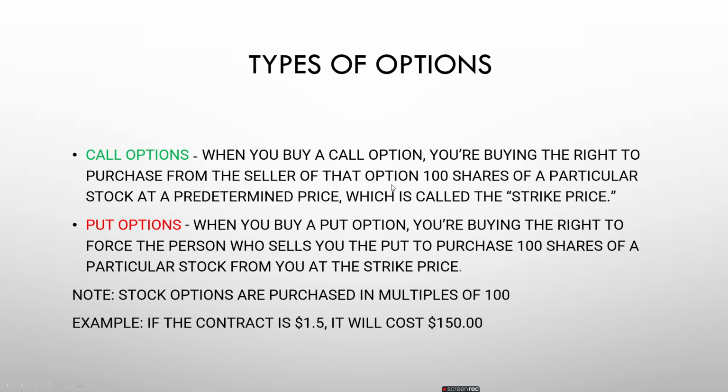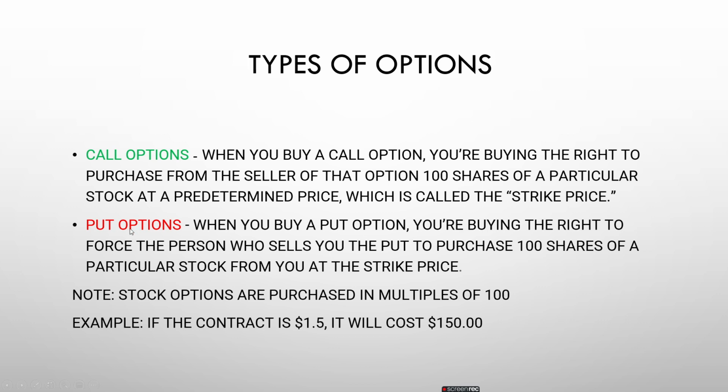So, for example, you see strike price right here. If the strike price of that contract is, say, $150 for Apple, and you think Apple is going to go past $150 per share, you would be inclined to buy a call option on Apple.